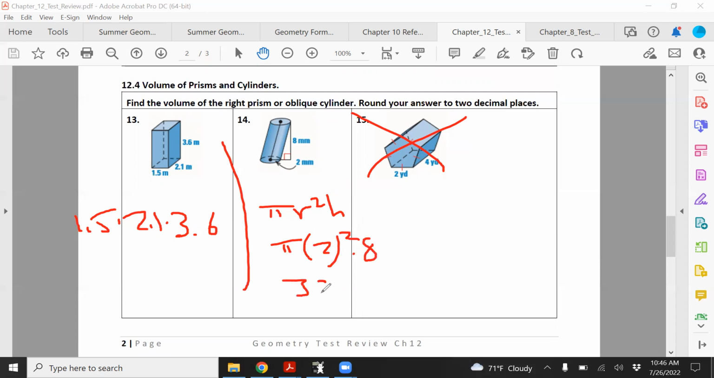(32 pi). And wherever that is right there. So again, that should be pretty straightforward.